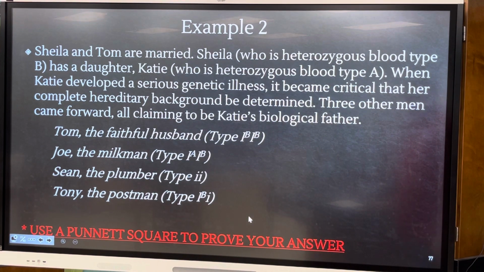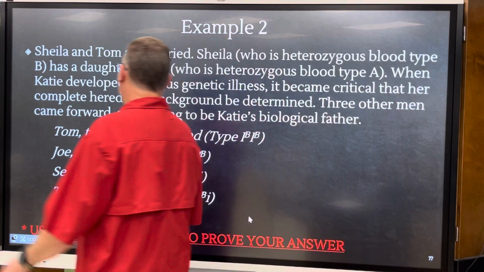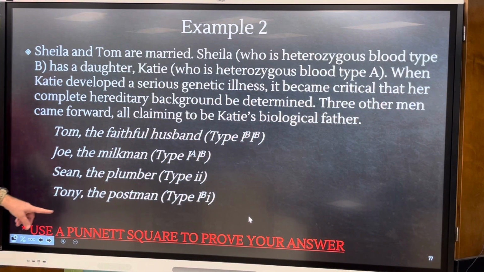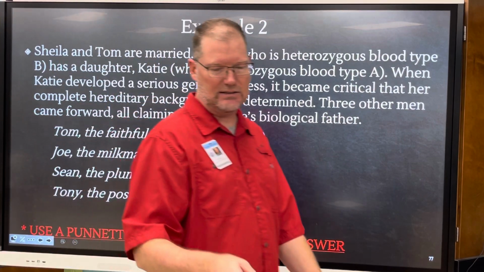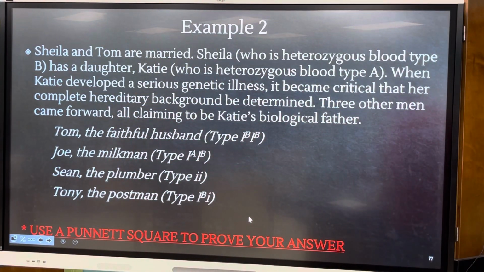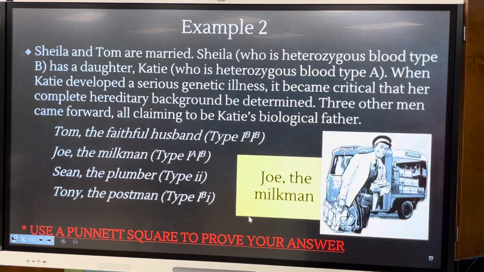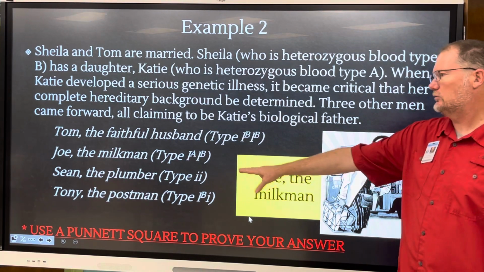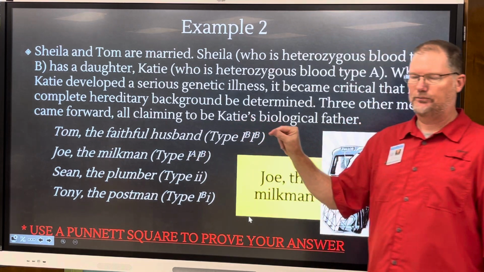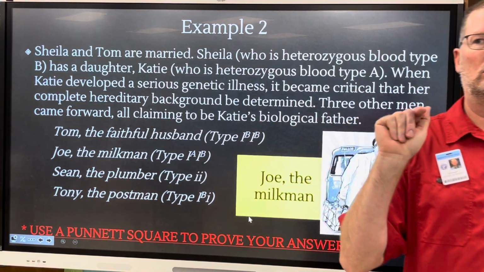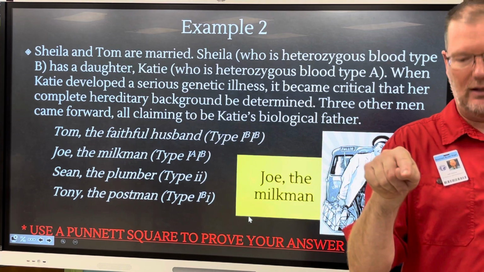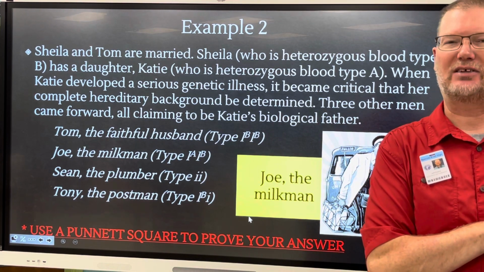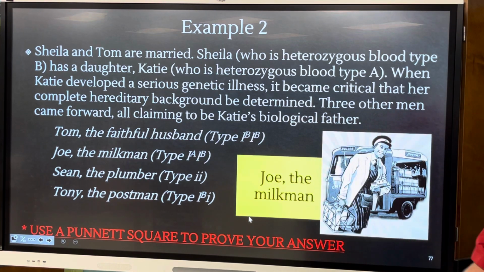So, just kind of flashed the answer there, but you have to use a Punnett square to prove your answer. So on your sheet, use the information. You're going to do it. I'm going to give you the answer, but you have to prove it in your notes. Okay? So here, the answer is Joe the milkman, type AB. So show me why it's that in that Punnett square. Does that make sense? Okay. And you're going to do that later, not now.